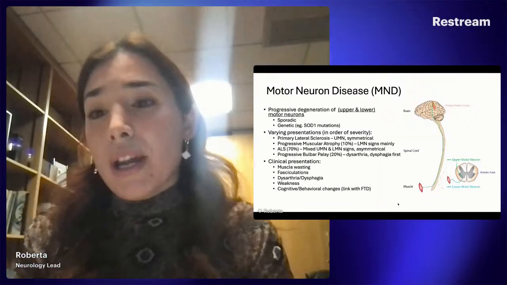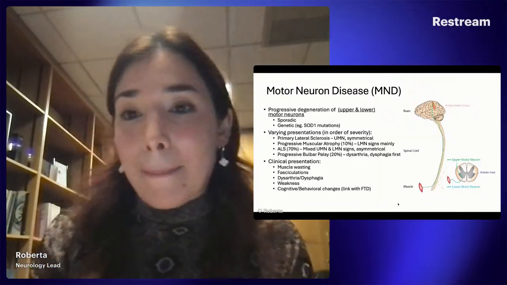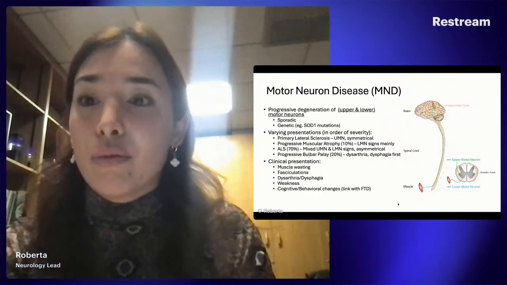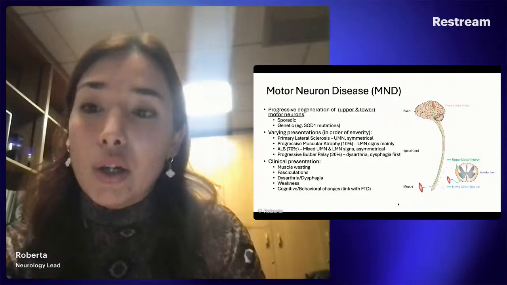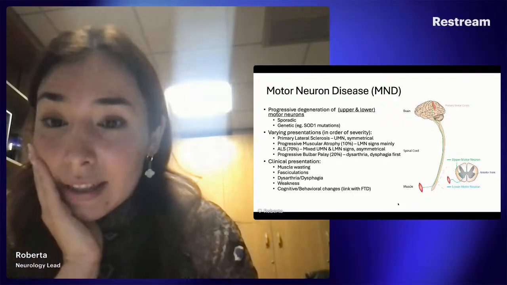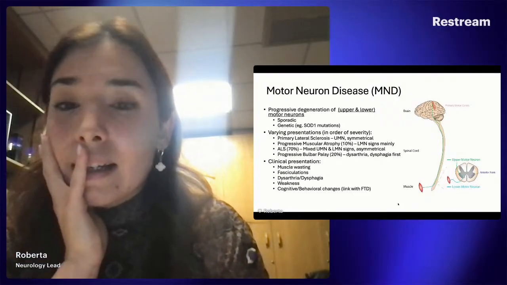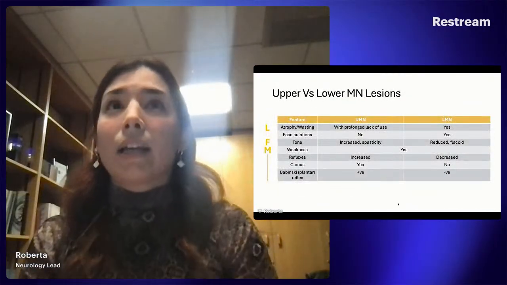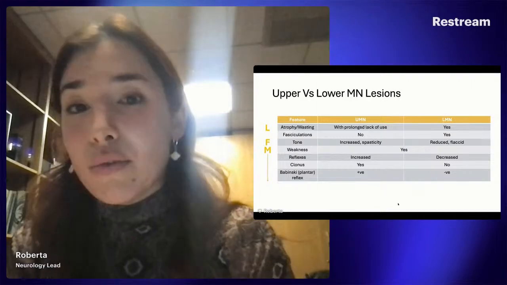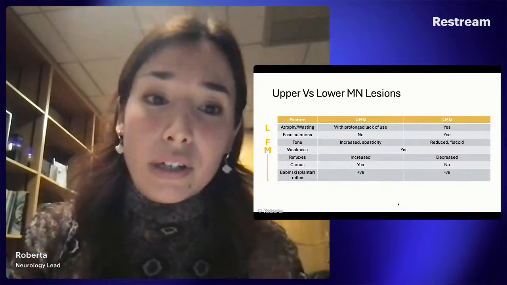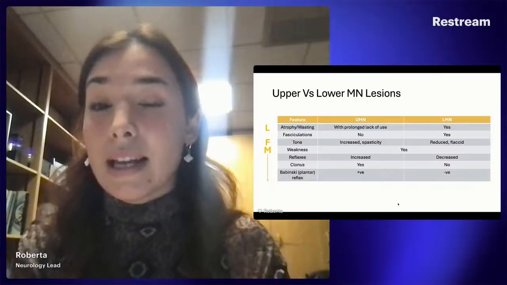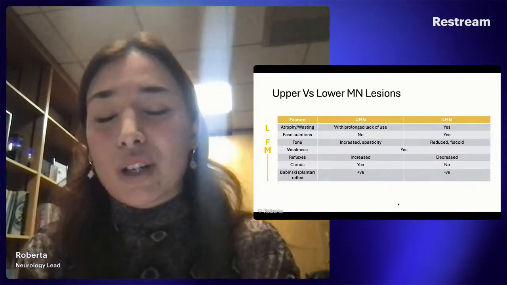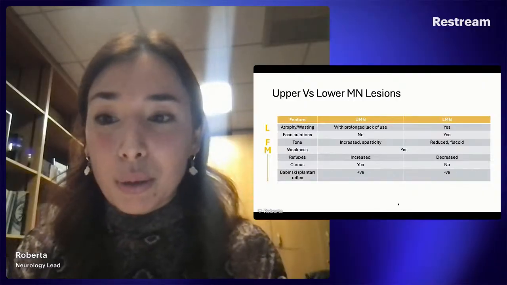Now, a good way, I think, to go through this is by having a clear idea of what an upper and lower motor neuron lesion would present like. So I put it in a table, and the way I like to think in neurology, because there's so many things that could be going on and sometimes it's hard to put things together, is using a structure. I try to follow the same structure as we follow during exams: look, feel, move.